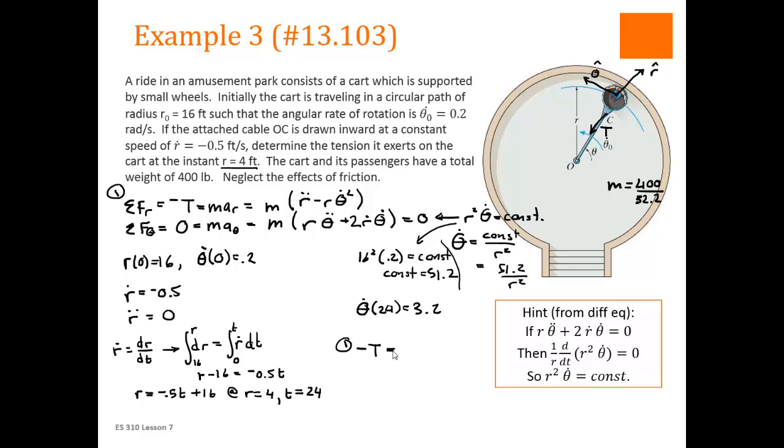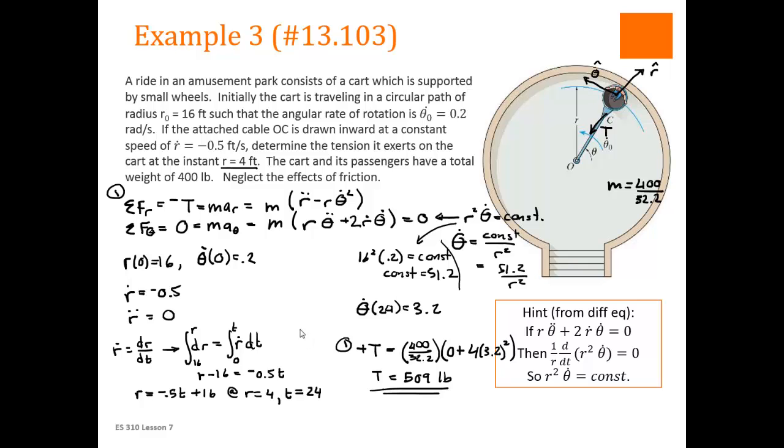The negative tension is going to equal the mass, 400 divided by 32.2, times (r double dot, 0, minus r, 4, times theta dot squared). Theta dot is 3.2 squared. So the tension is equal to, so the negative signs will become positives, right? And the tension will be equal to 509 pounds. And that then is our answer.